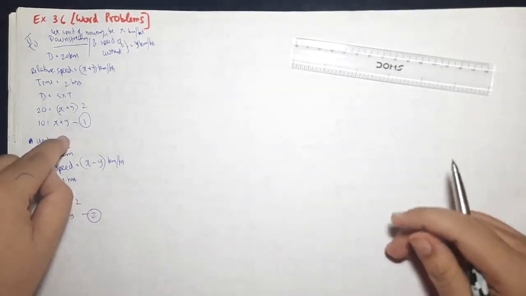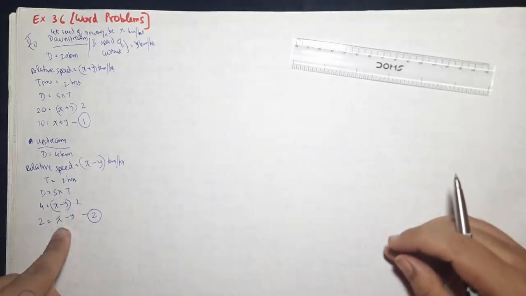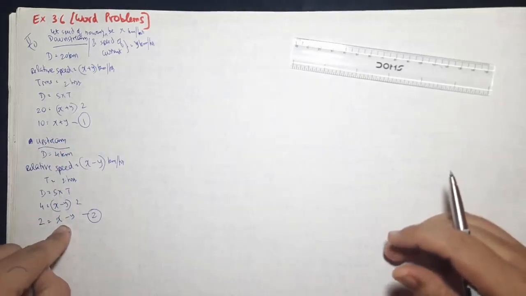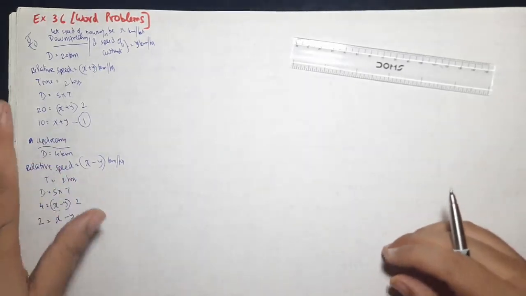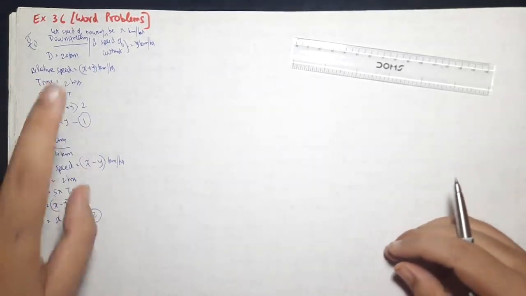You have one equation in x plus y, and one equation in x minus y. You can directly eliminate them by adding them. If you add them, y will get eliminated and you will get x. Substituting the value of x, you get y.